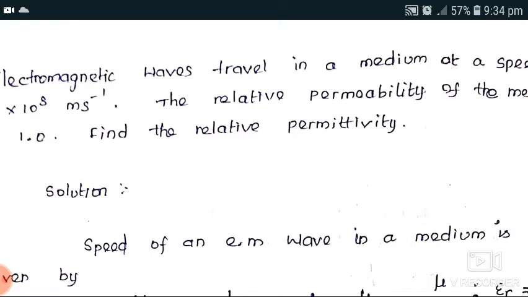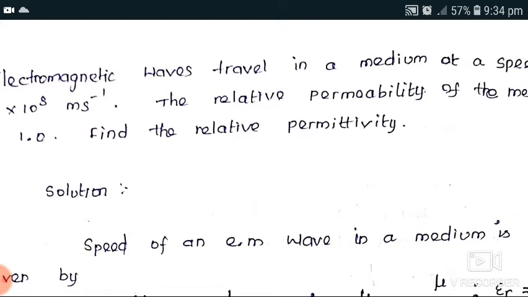They are asking for relative permittivity, not permeability. They have given the value of relative permeability, and they are asking for the value of relative permittivity. So what is meant by relative permittivity? That will be the answer.